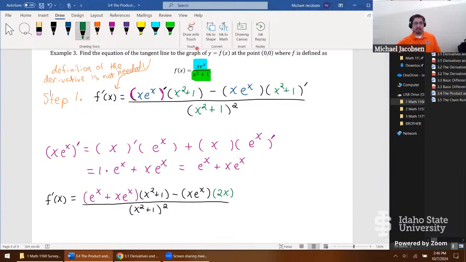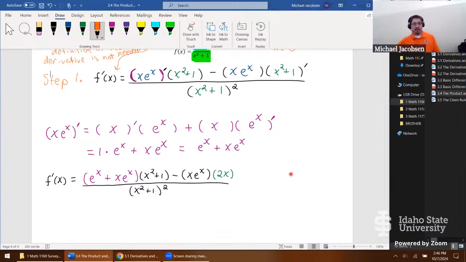Let's write here x is 0 that we're going to plug in. And we're just going to plug in 0 into this function right here. That's a faster way to go with this problem. So let's say now we're ready for a step 2.